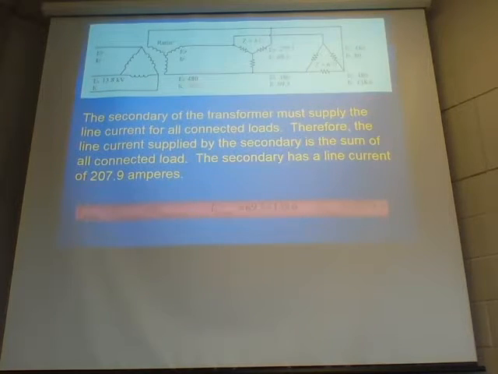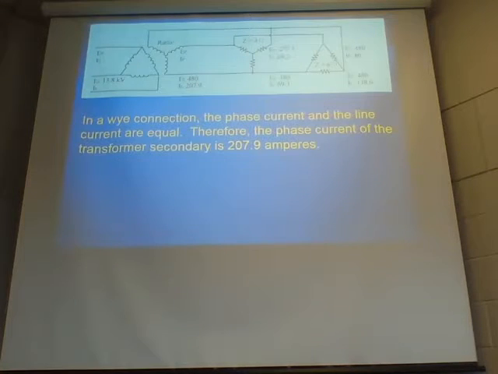The secondary transformer must supply the line current for all connected loads. Therefore, the line current supplied by the secondary is the sum of the connected loads. So the secondary has a line current of 69.3 plus 138.6, 207.9 amps. In the Y connection, the phase current and line current are equal. So the phase current of the Y connected secondary is 207.9 amps.